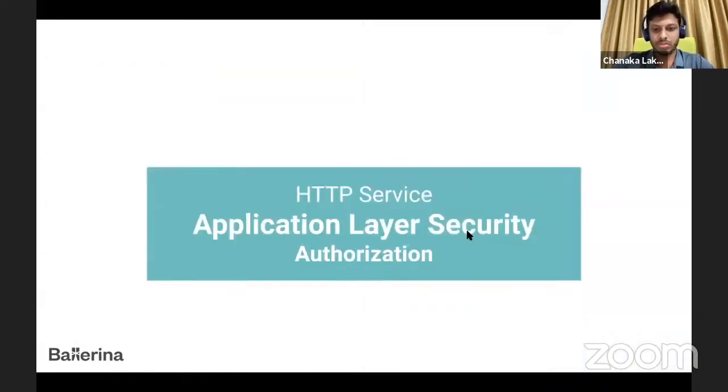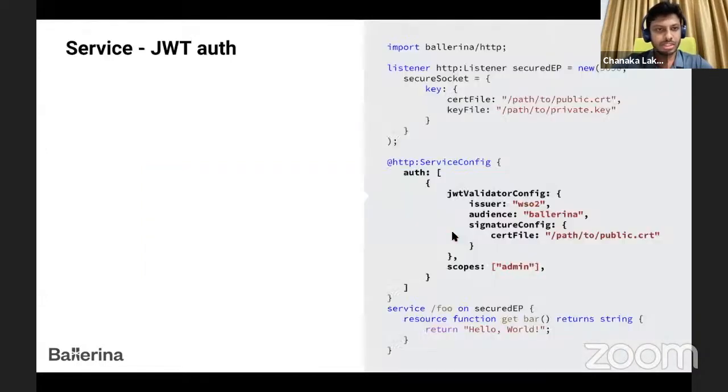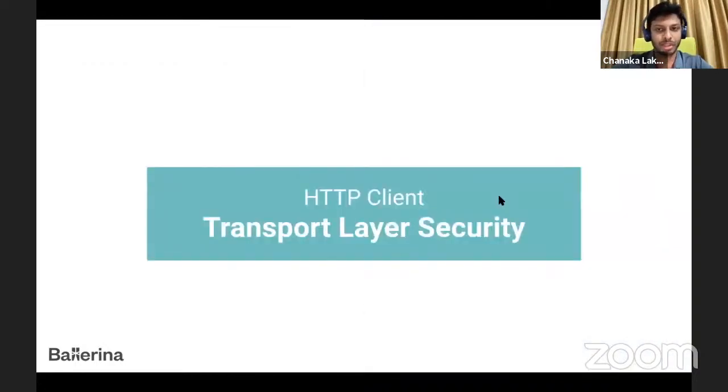Okay, now let's see how to configure the authorizations. Let's take the previous sample for JWT authentication we used. As you can see here, we have configured a field called scopes, in addition to the JWT validator configuration we had. In Ballerina, we use scopes where we define a single scope or multiple scopes that the service should be authorized to. The same concept applies for each and every authentication protocol in Ballerina.